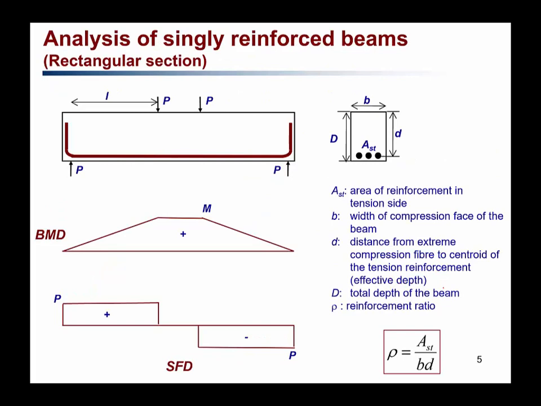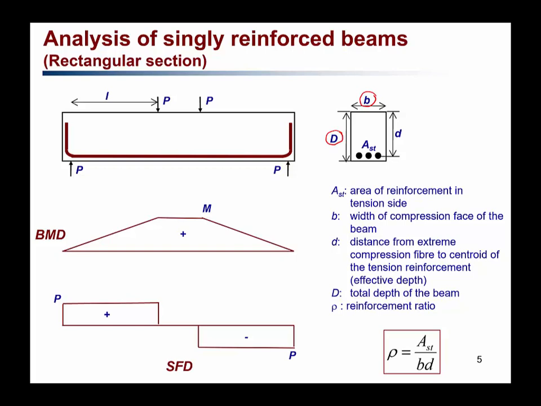Now, to look into the analysis of reinforced concrete beams, we will first consider singly reinforced concrete beams. Singly reinforced concrete beams have the steel on the tension side only, and on only one side. Let us first look at the rectangular section as shown here in the figure. The rectangular section has a width of b. The overall depth of the beam is capital D. And it has reinforcement as shown here.